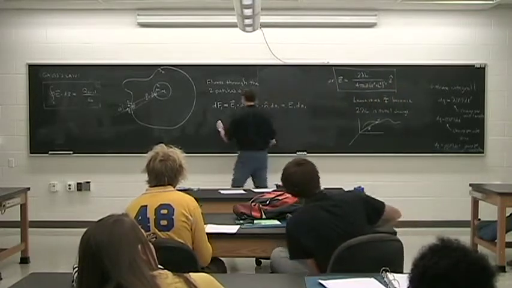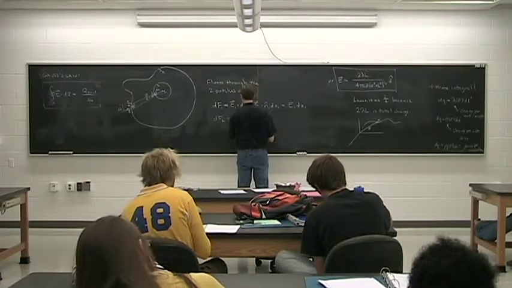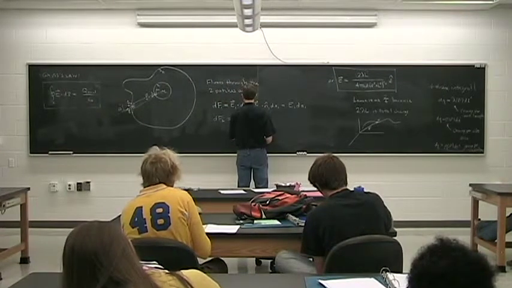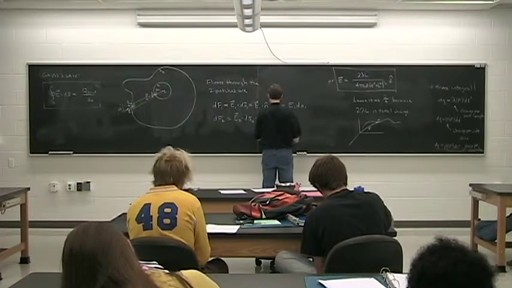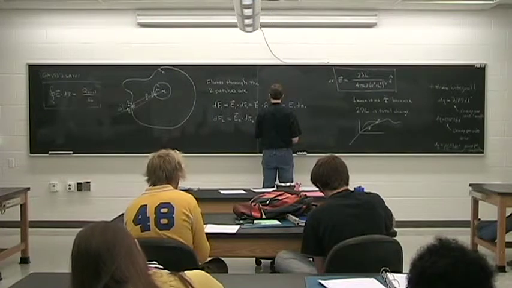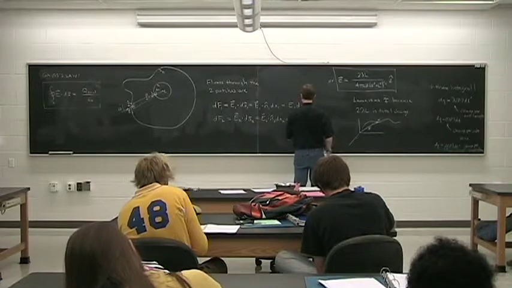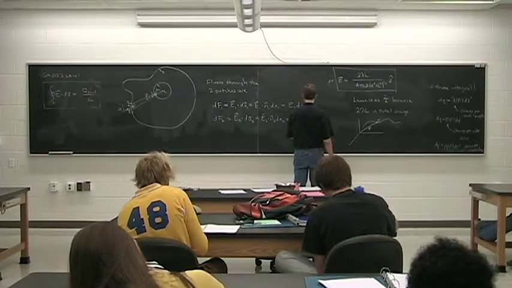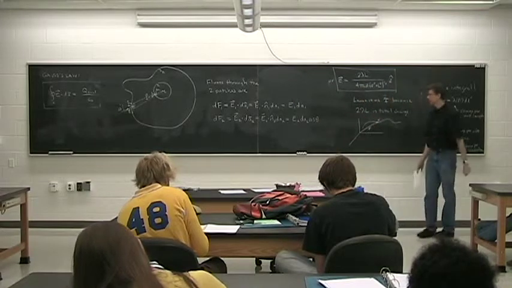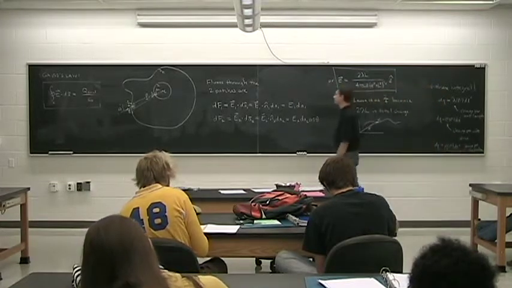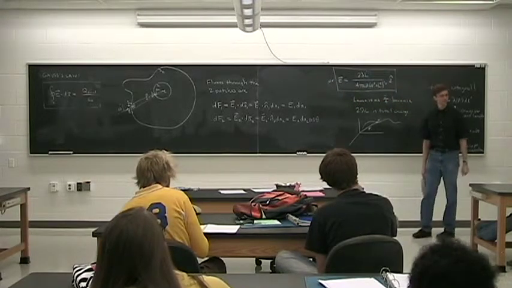Meanwhile, for the little chunk of surface 2 there, dF2 is E2 dot dA2, equals E2 dot n2 hat dA2, so that'll be E2 dA2 cosine theta, because now there is an angle between E and dA, and so the dot product is the magnitudes multiplied by the cosine of that angle between them.